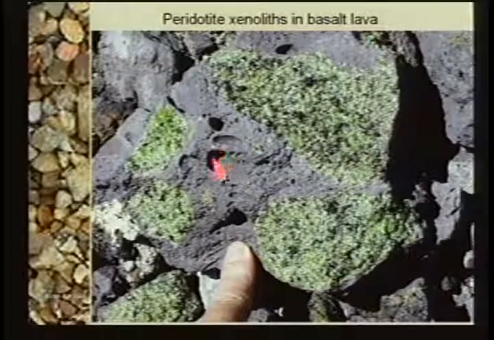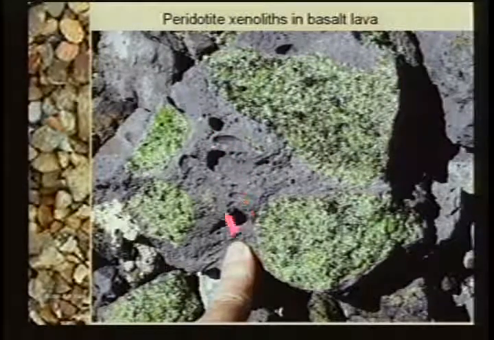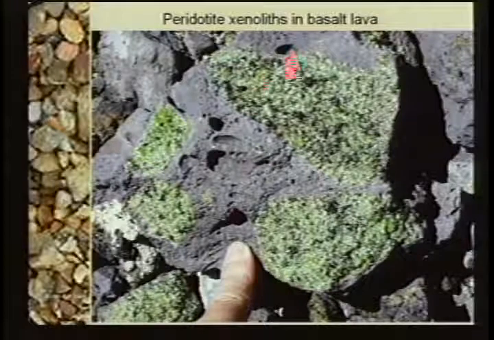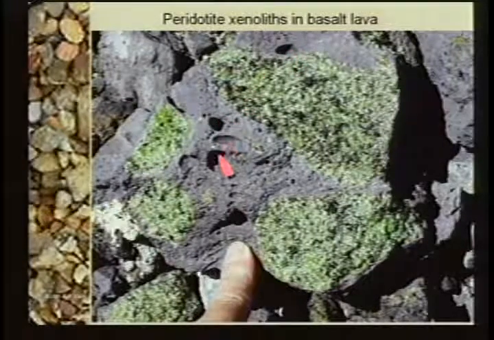Now, let's review. What are these holes indicative of? What does that mean? Is that weathering? No. This is a vesicular texture, and this is formed by escaping gases as the basalt quickly cooled.